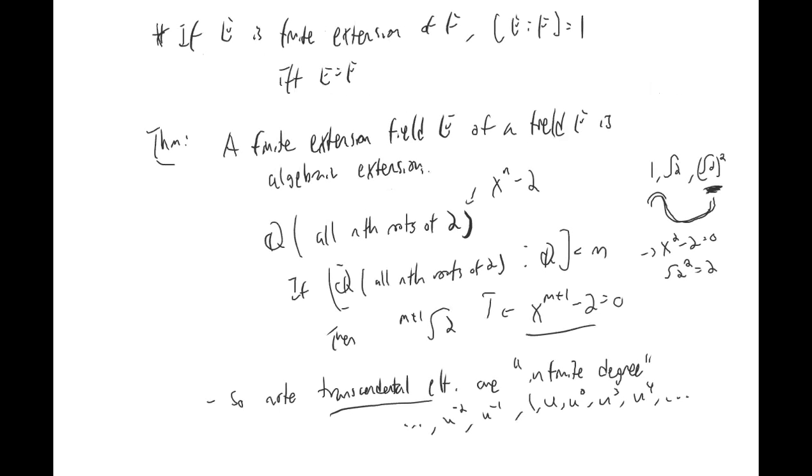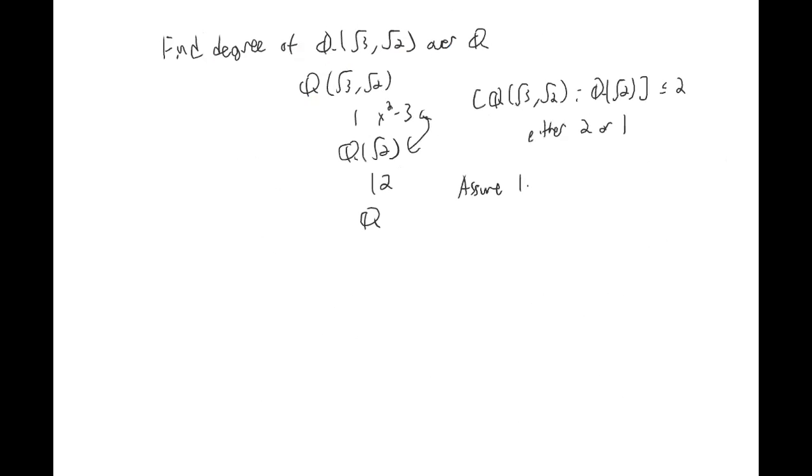Yeah, so if we go back to here, right? If E is a finite extension of F and the degree is 1, then E equals F, right? So certainly this is a finite extension, because it's smaller than or equal to 2. And so if I assume it's 1, well, they must be equal. So assume 1, then these two fields are equal.